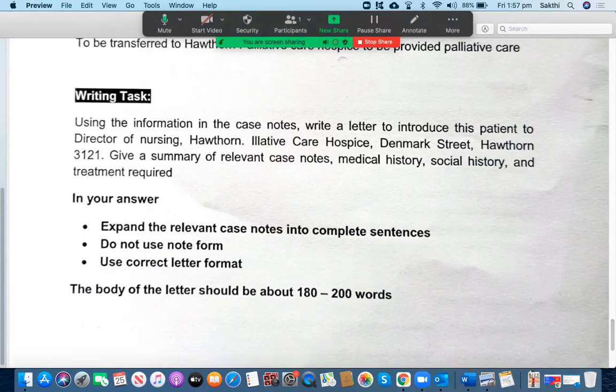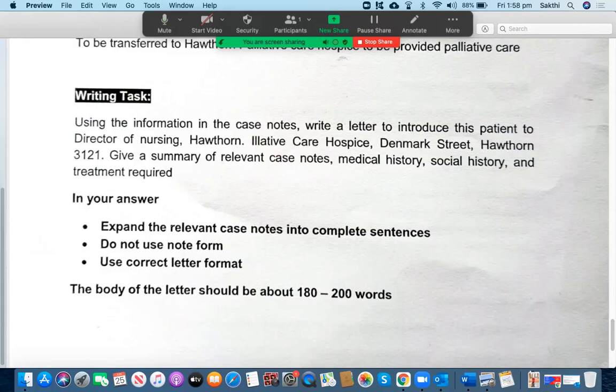Okay, using the information of the case notes, write a letter to introduce the patient to Director of Nursing, Hawthorne Palliative Care Hospice, Denmark Street, Hawthorne 3121. Give a summary of relevant case notes, medical history, social history, and treatment required. All right, so you got to introduce them. You don't need to use the same word over there.